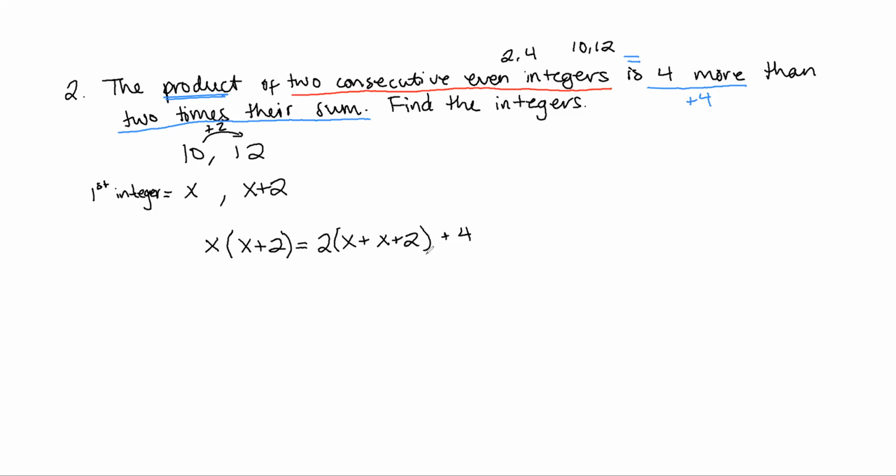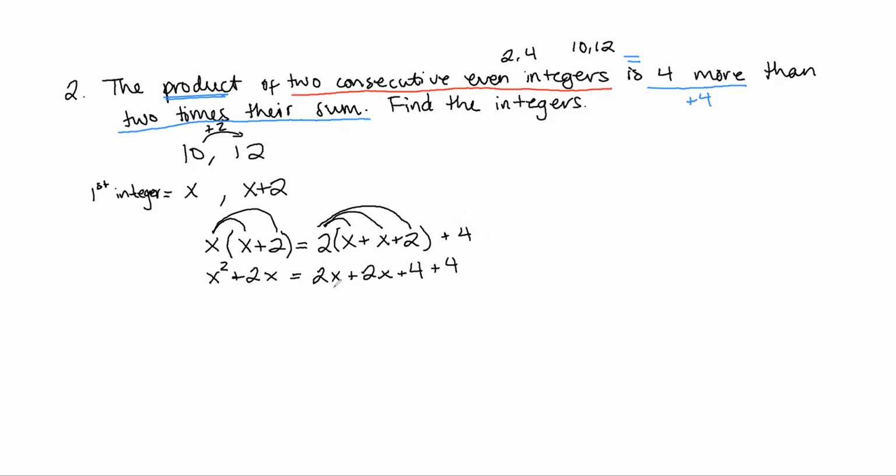So we have our equation done. Now we can go ahead and solve this one. First thing we want to do is simplify both sides, and then get it equal to 0. I'll distribute on the left. We get x squared plus 2x. On the right-hand side, we can distribute and combine some terms. So we get 2x plus 2x plus 4 for the 2 times 2, and then plus 4 that we have at the end.